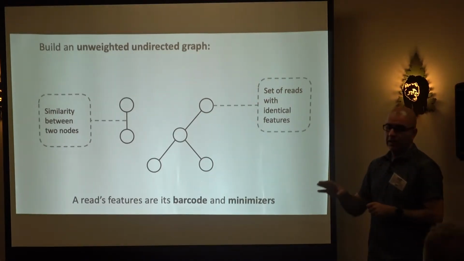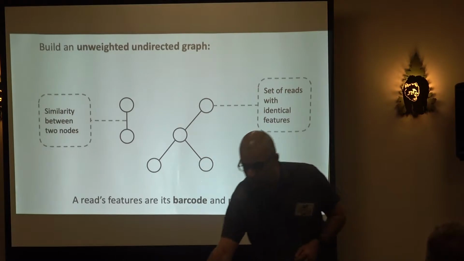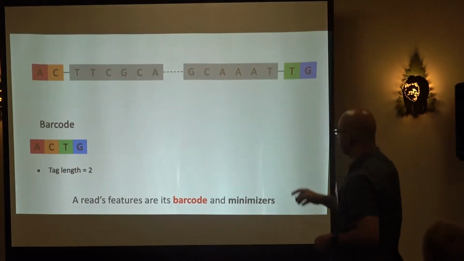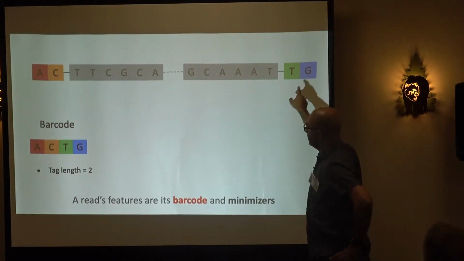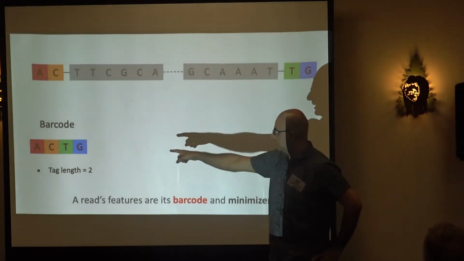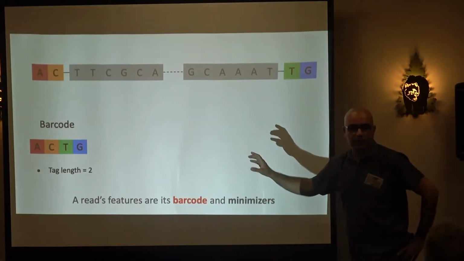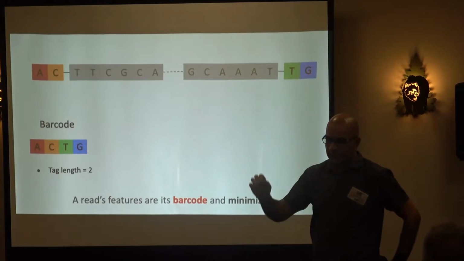So the feature for a read is basically two parts. Number one is a barcode. These DNA fragments that we attach, we just grab them, concatenate, and we obtain a barcode. That's called the barcode of this molecule. Okay, that's one of the features.